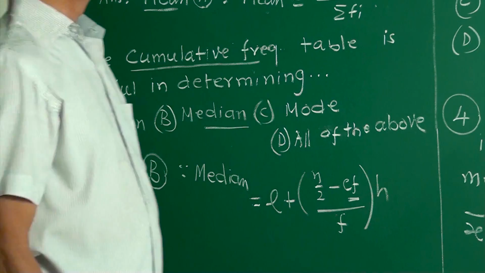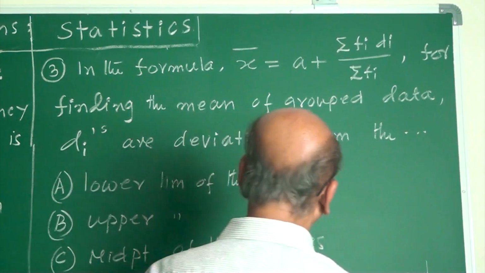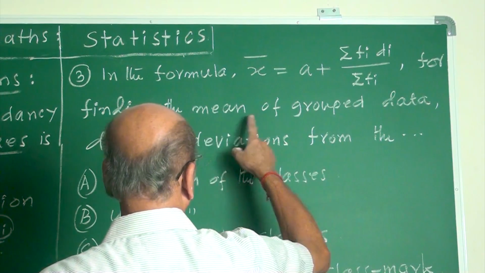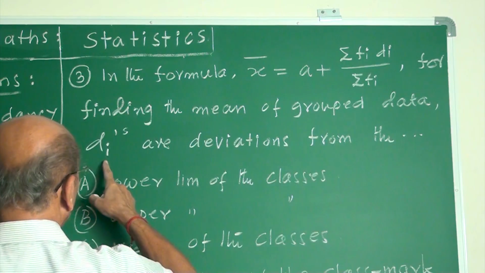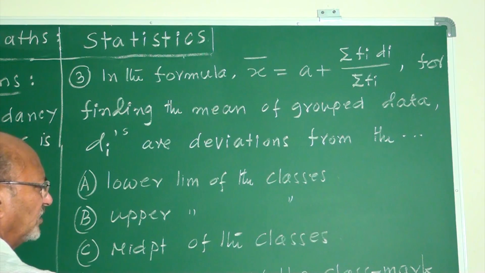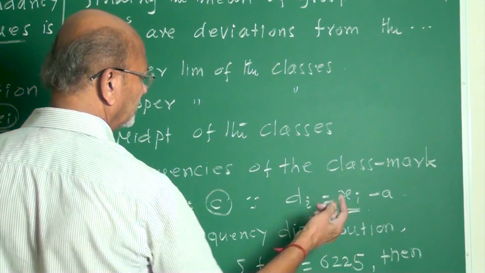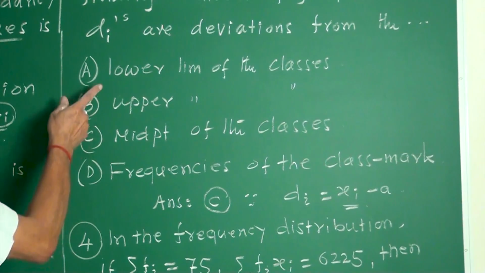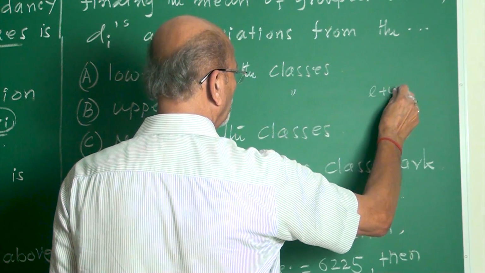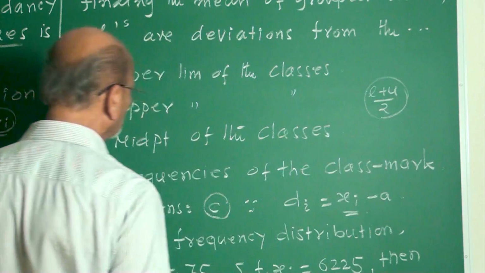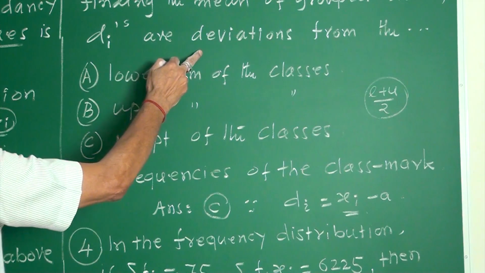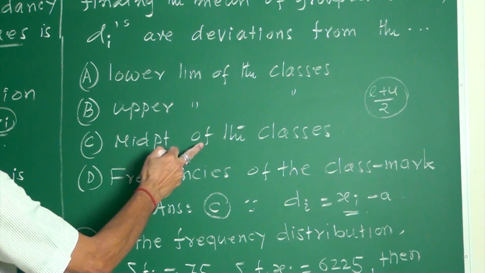In the formula x bar equals A plus sigma fi di upon sigma fi for finding the mean of grouped data, di's are deviations from the dash dash. You know the formula di equals xi minus a. What is this xi? Again, the sum of the extreme values divided by 2, so it is the midpoint of the classes. The deviation from the midpoint of the classes.